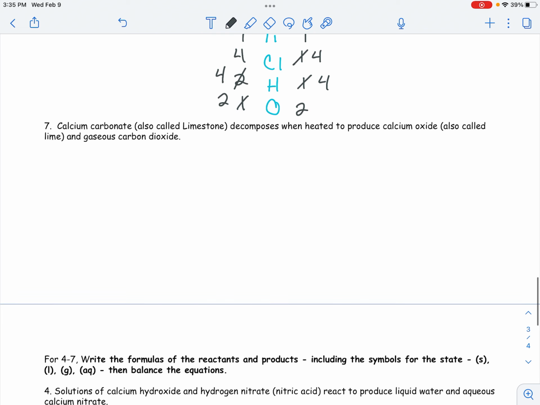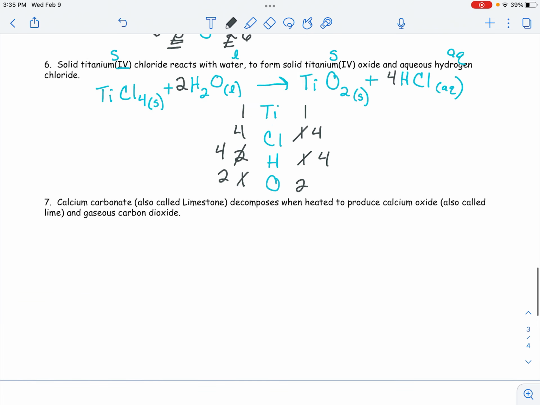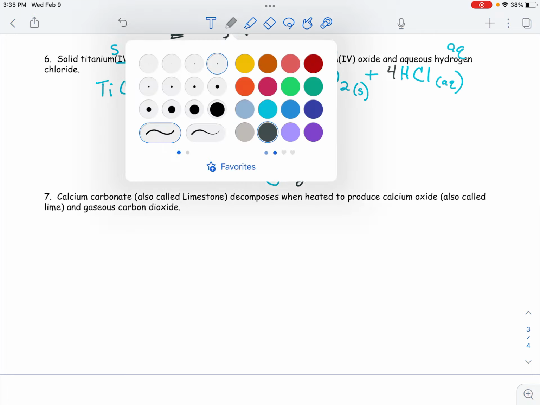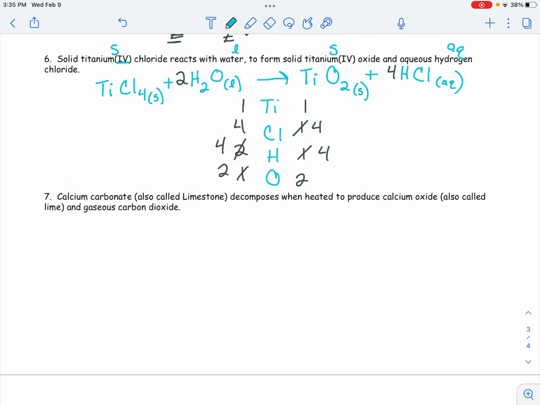Let's look at number 7, which I believe is our last one. So on this one, it tells me calcium carbonate, also called limestone. So that's going to be a solid. It doesn't tell us there, but I'm telling you it's a solid, limestone. Why did I put parentheses around that? I don't know. So solid decomposes when heated to produce calcium oxide.